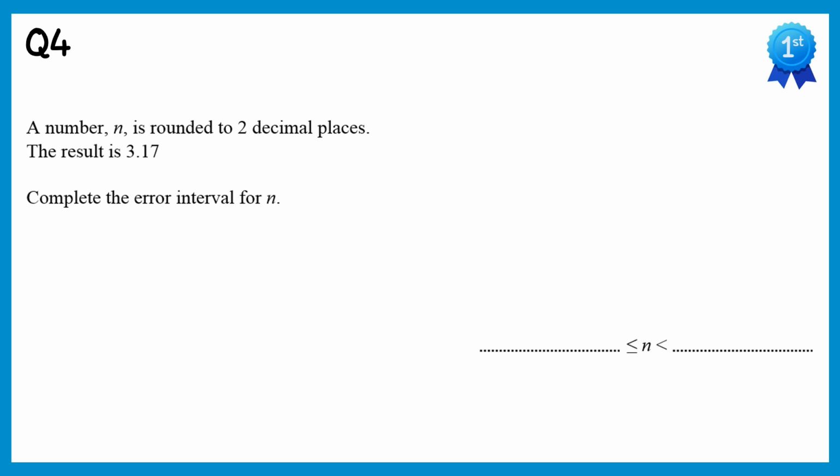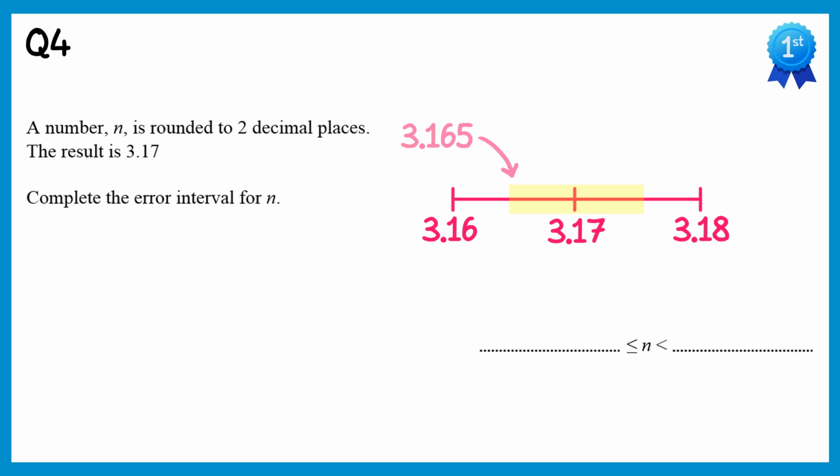For this question, it's a good idea to draw a number line and mark the number 3.17 in the middle. The number below this will be 3.16, and above it 3.18. We can now see that this region here represents our error interval. The lower bound of this will be 3.165, and the upper bound 3.175. So they're the bounds for our answer.